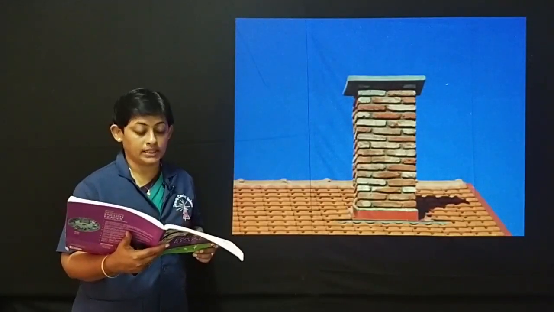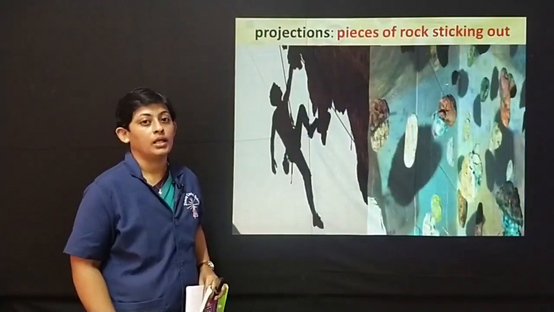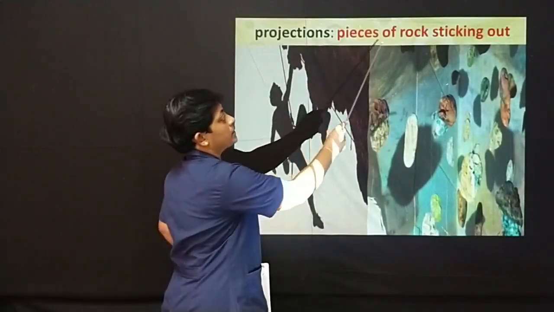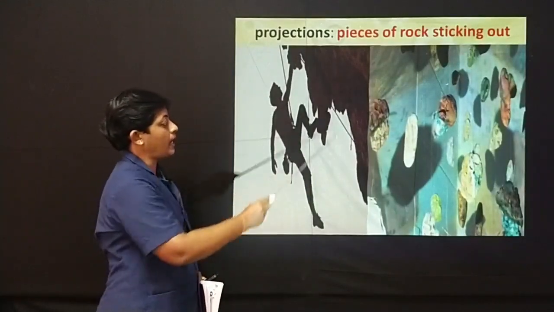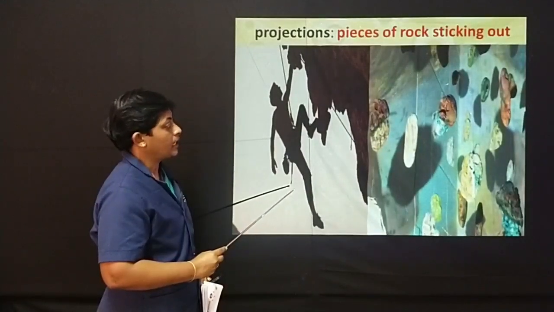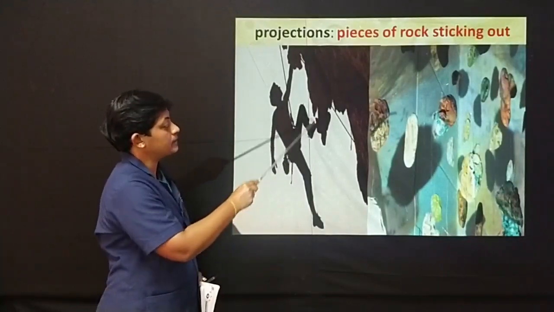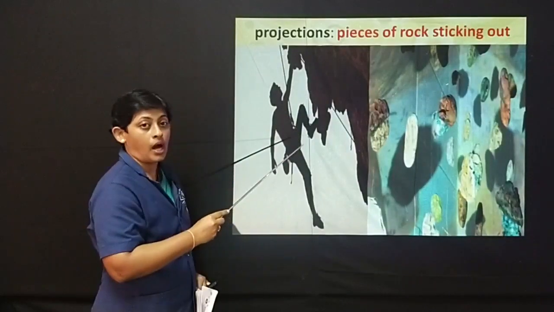What do you mean by vertical? Vertical means upright. They were straight. What do you mean by projections? Projections means pieces of rock sticking out. So here on my right you have a rock climber, and what is he making use of? He is making use of these projections to help him climb up.